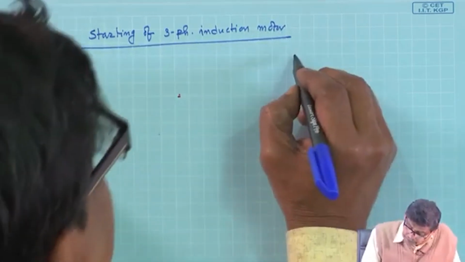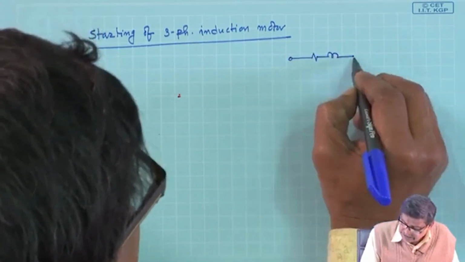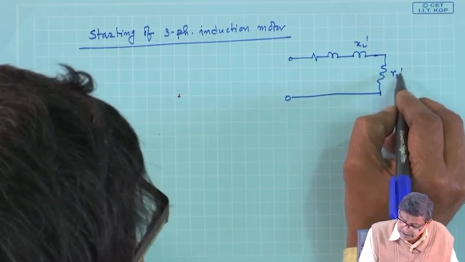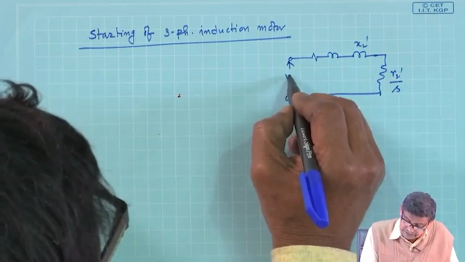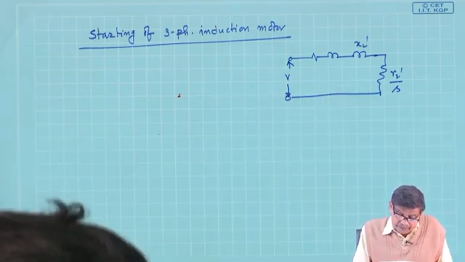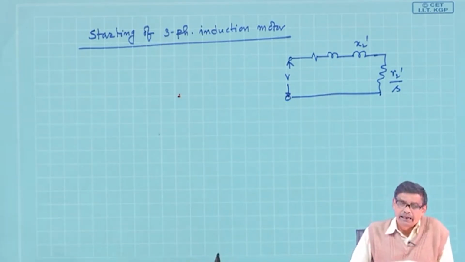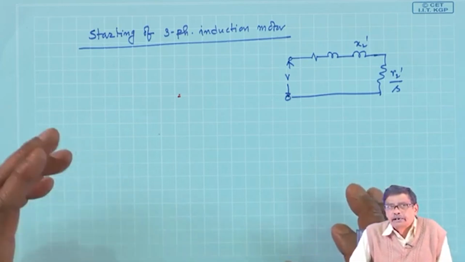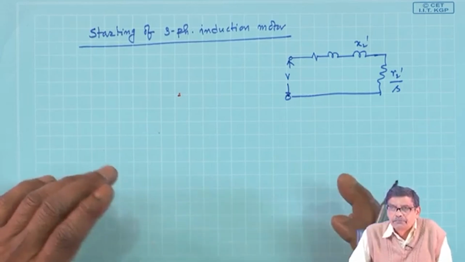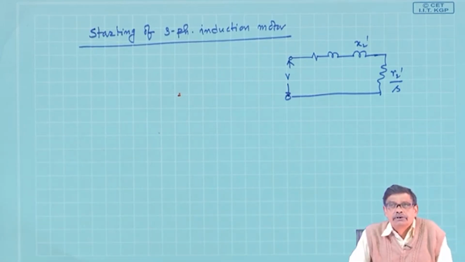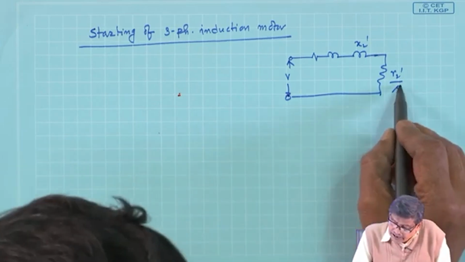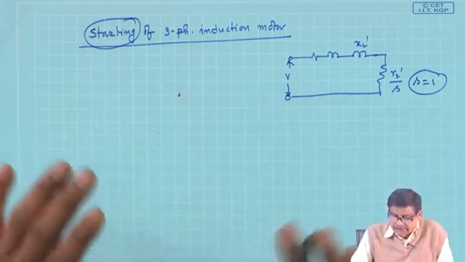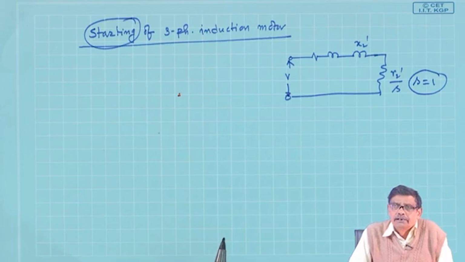First of all, what is the problem? The problem is like this. I will refer to this equivalent circuit, X2 dashed, and this is R2 dashed by S, and this is your supply voltage, the per phase voltage. Now, since I am interested to know what happens at the time of starting, that is, the machine is stationary, you have switched on the supply, how much current it is going to draw, that is, the machine has not yet started running because of its inertia, at that time how much current it will draw and things like that. Therefore, I can always put S equal to 1. So, starting means S equal to 1. At that time, t equal to 0 plus, what is going to happen.